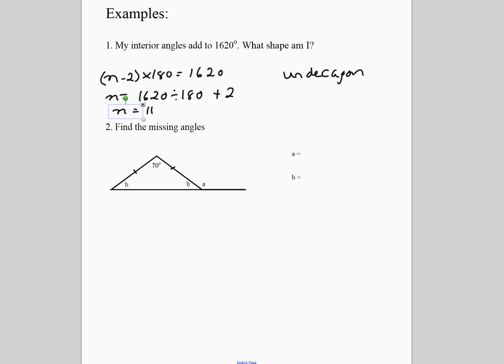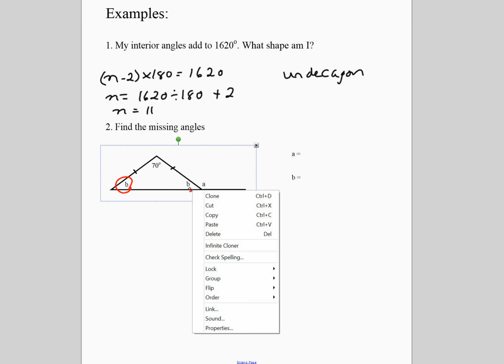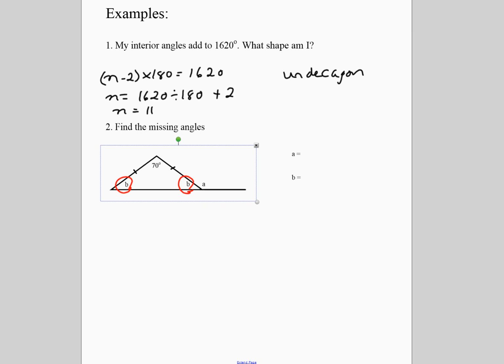And then if we look at this picture down here about finding missing angles, again, we know that the sum of the angles in a triangle adds up to 180. We know that this is an isosceles triangle, so these two angles here must be equal. And so we do 180 minus 70, and we get 110, and then we divide it by 2, and we get 55. So that means B must be 55. And then A and B are supplementary, and so we do 180 minus 55, and we get 125 degrees.